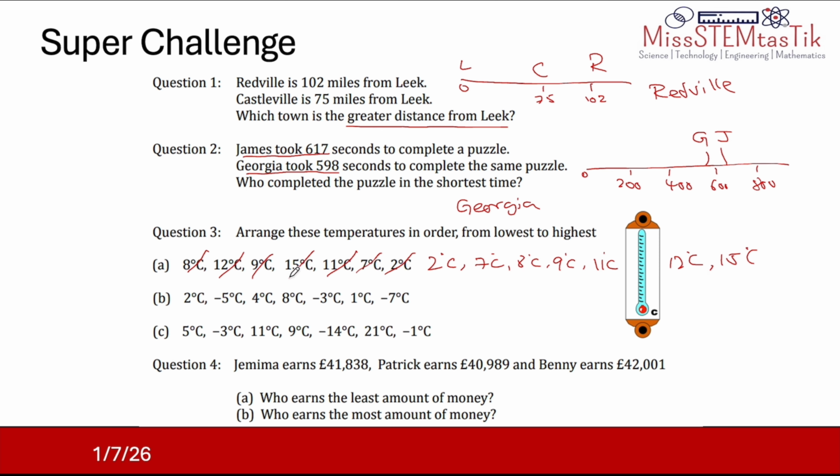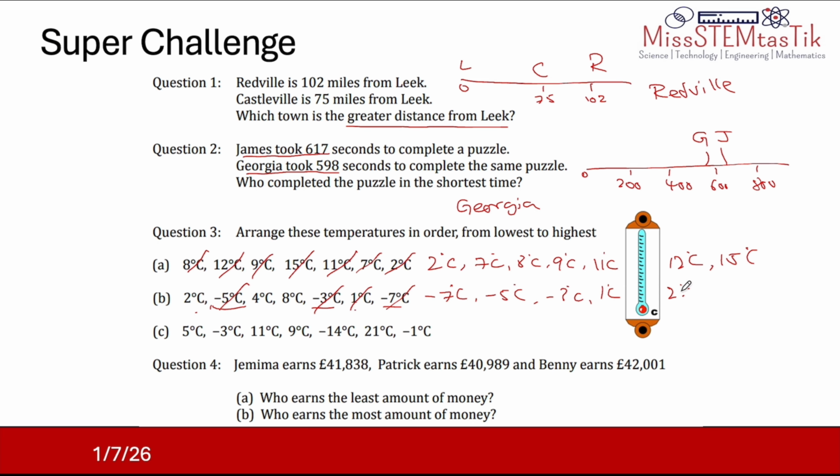So for B, we've got some negative numbers. So I'm just going to go right ahead and underline the negative numbers, because the larger the number, the smaller its value. So minus 7 degrees Celsius comes first, then it's minus 5 degrees Celsius, and then minus 3. And then for the positives, I'm going to go from the smaller number to the largest. So that's 1, 2, 4, and 8 degrees.